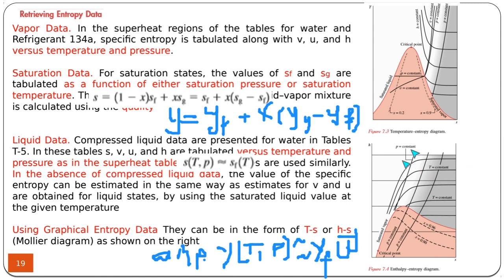There are graphical methods to find the entropy values. For instance, this h-s diagram is called the Mollier diagram, but Mollier diagrams are not used so frequently anymore. Instead, tables are used, so we're going to use the tables to find the values for the entropies.